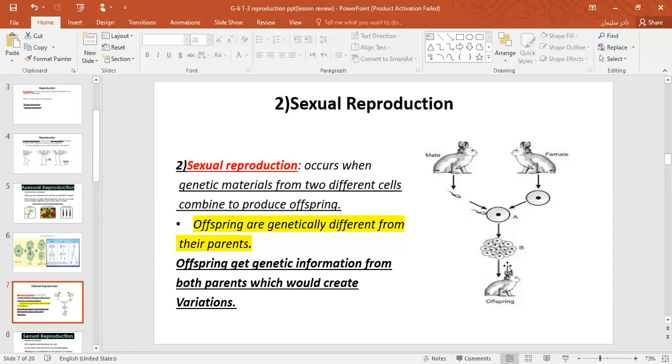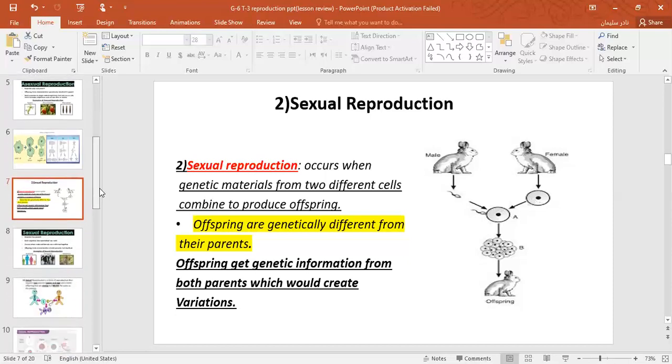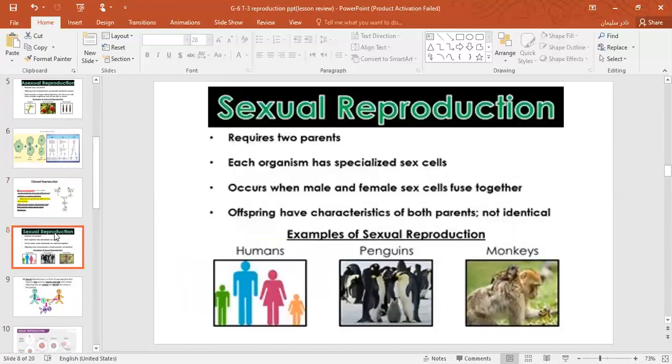Okay, this would create variations. So different organisms produced, they have different characteristics. Okay, so let's speak more about sexual reproduction.